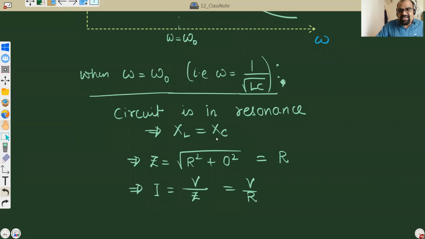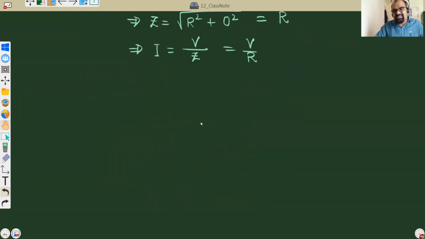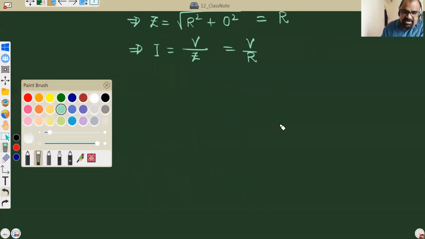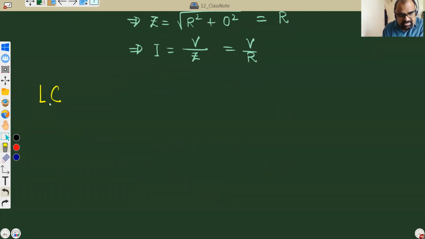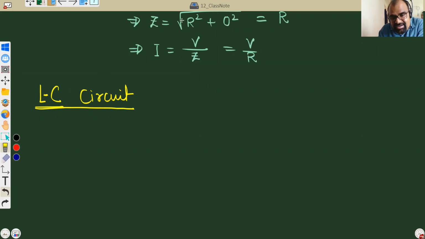Now this is your LCR circuit. Now what happens if the circuit is simply an LC circuit? Please understand that this LC circuit is not the LC circuit which we studied in the previous chapter of electromagnetic induction. There we were studying an LC oscillatory circuit not connected to any source. This time we are going to connect the L and C with an AC source.